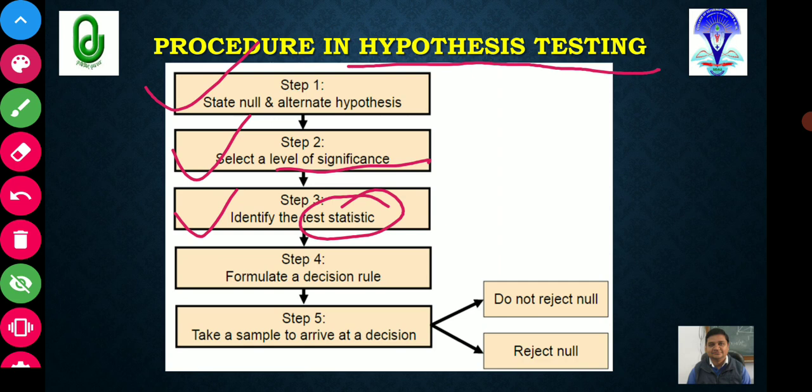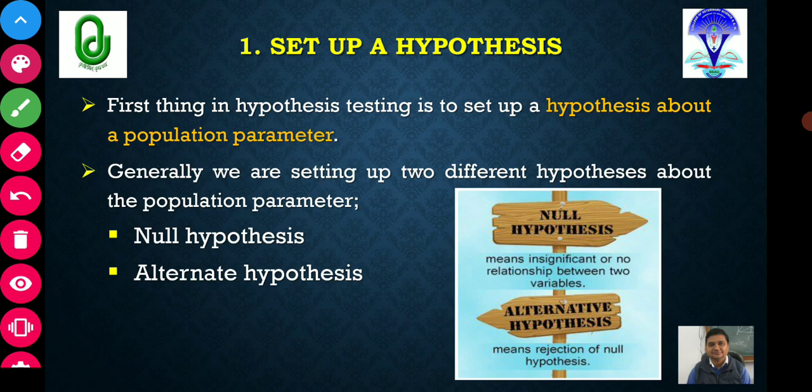Then step 4 is to formulate a decision rule. We have to formulate a decision rule, and then finally we have to arrive at a decision. With the help of the decision rule, we have to arrive at a decision. What are the decisions? There will be only 2 decisions. That is, do not reject the null hypothesis, which means you accept the null hypothesis, or the second one is to reject the null hypothesis. So based on this step 5, based on the decision, we have to take either of these 2 decisions. Now we will be seeing one by one.